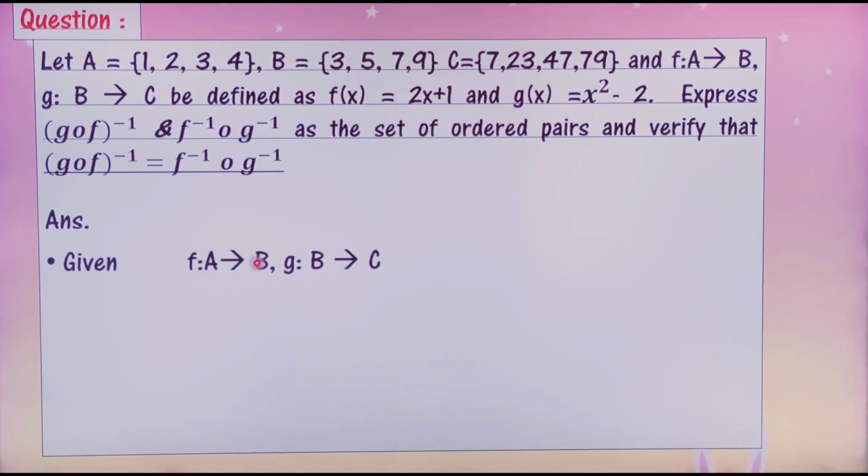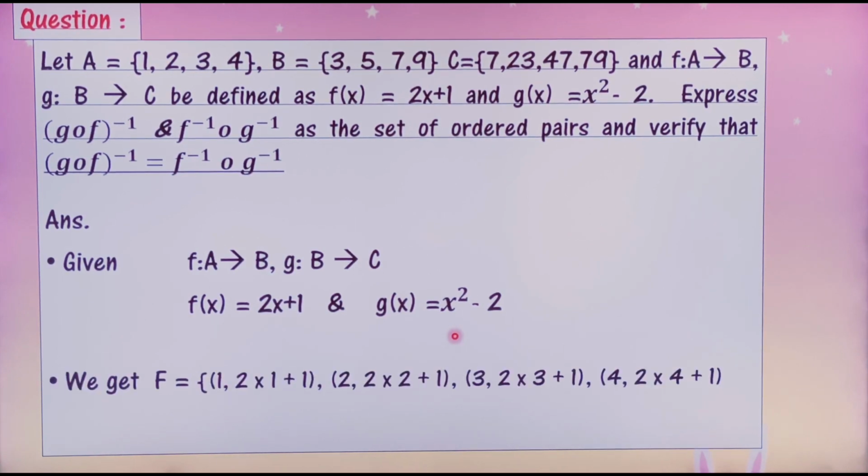Given f(x) = 2x + 1 and g(x) = x² - 2. To find the range of f, use f(x) = 2x + 1. Now we get f is equal to {(1, 2 into 1 plus 1), (2, 2 into 2 plus 1), (3, 2 into 3 plus 1), (4, 2 into 4 plus 1)}. That is {(1, 3), (2, 5), (3, 7), (4, 9)}.